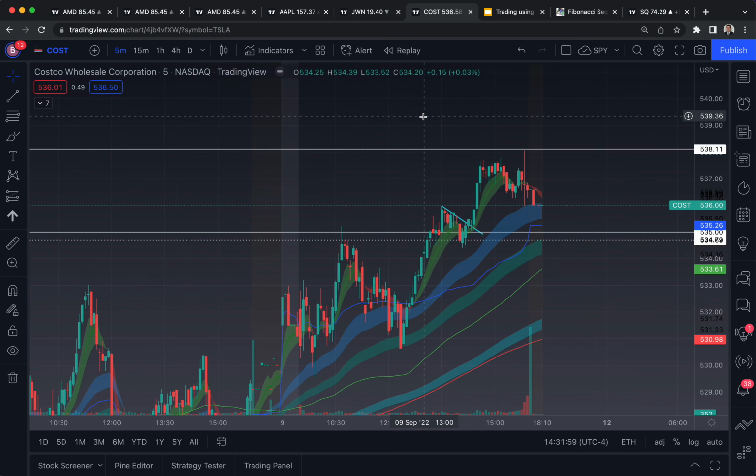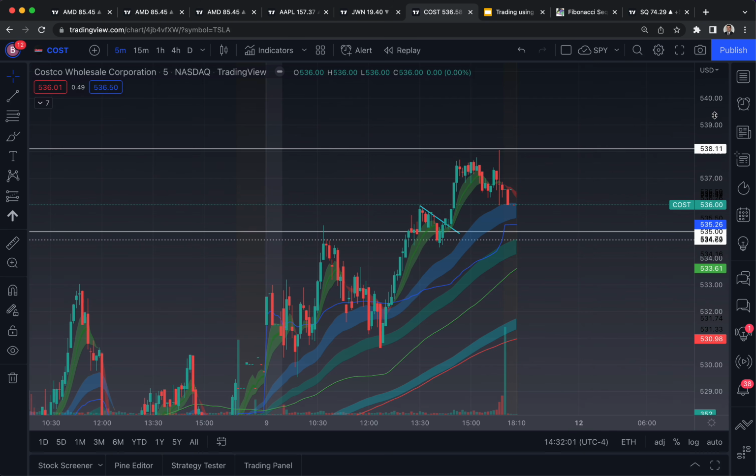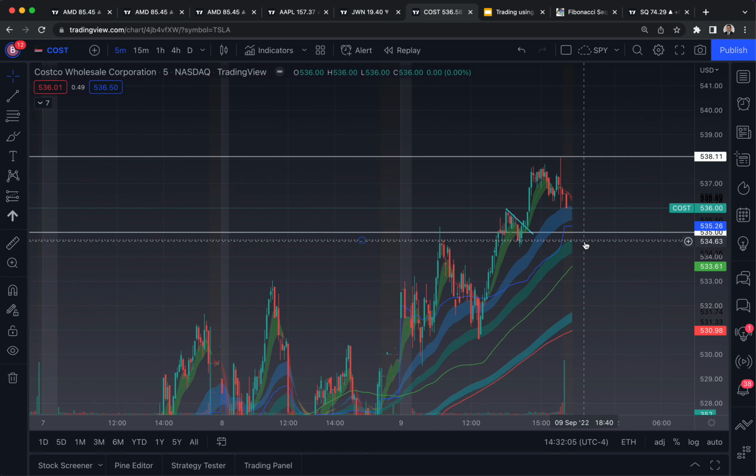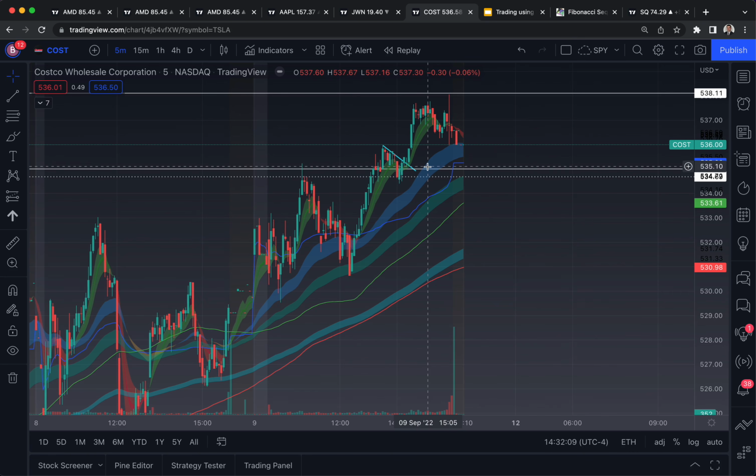Okay, Costco. What I'm showing you here in Costco is a little bit different. Costco was a trade I had taken on Friday, and you can see here what happened. I was watching this 535 level. We broke above 535, sort of consolidated, waited around, pulled back on very low volume, so I was okay with it. And then we broke out of this little flag and made a move up.